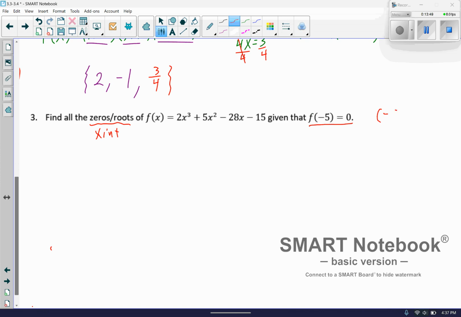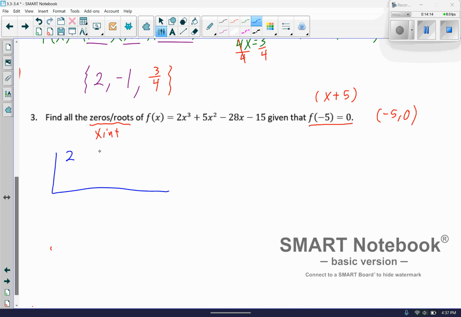Essentially what they're saying is when x is -5, y is 0. So once again, they're giving you an x-intercept. So in factored form, this would actually be written as x plus 5, because when you plug in -5, it will cause the factor to equal 0. So just keep that in mind right there. But we're going to go ahead and do our synthetic division. So we can break this down a little bit more.